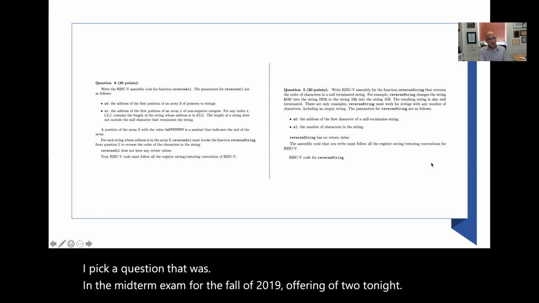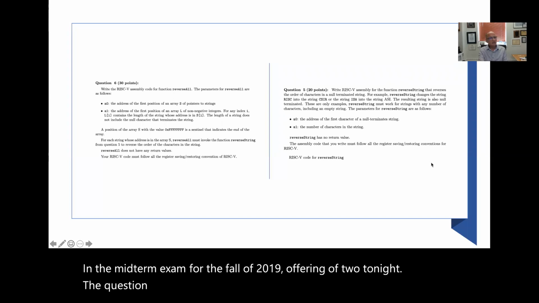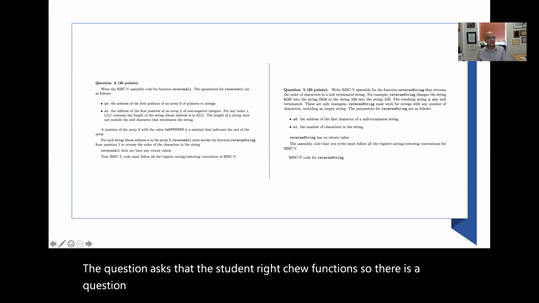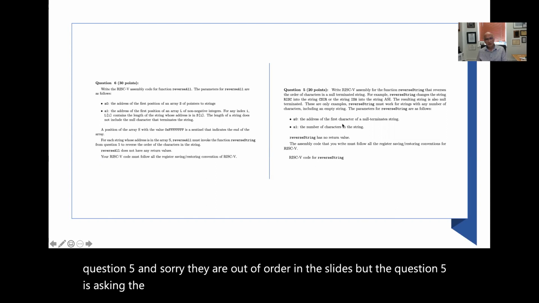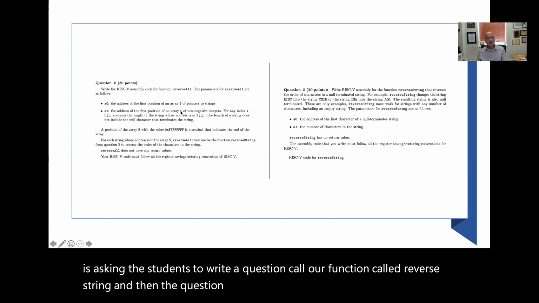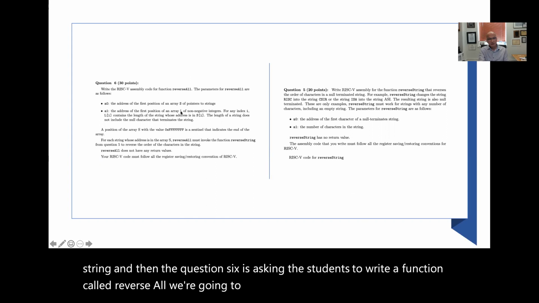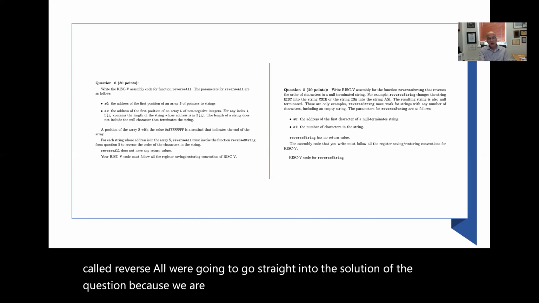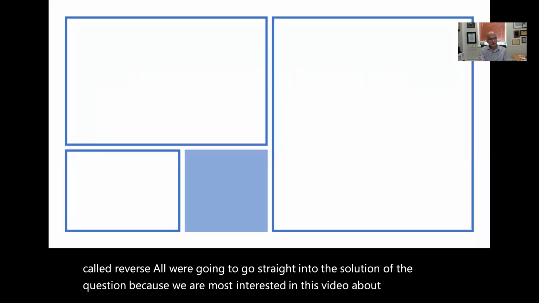The question asks that the student write two functions. So there is a question 5, and sorry, they are out of order in the slides, but question 5 is asking the students to write a function called reverse string. And then question 6 is asking the students to write a function called reverse all. We're going to go straight into the solution of the question because we are most interested in this video about how the flow of the program happens.